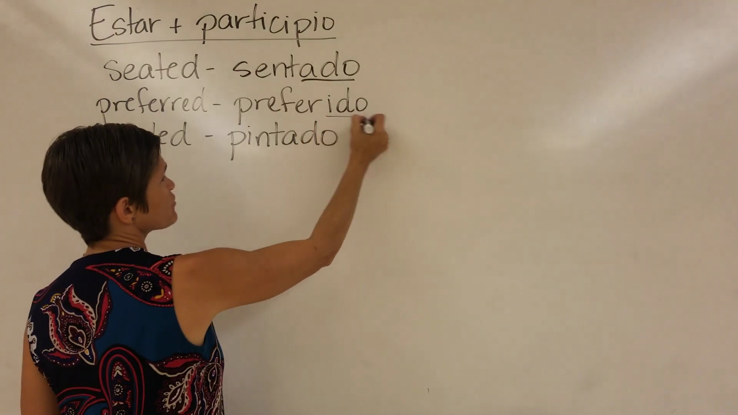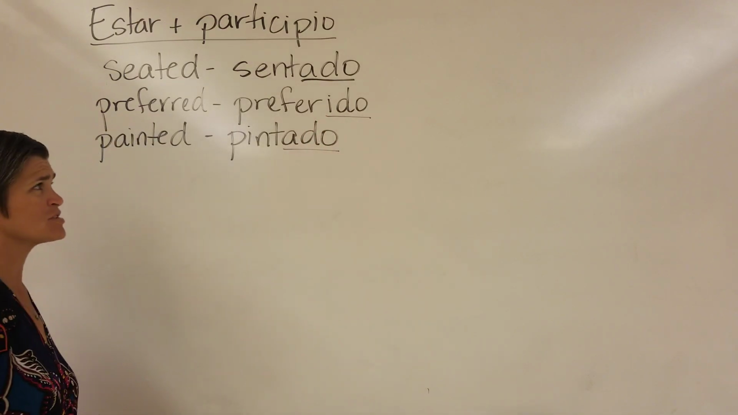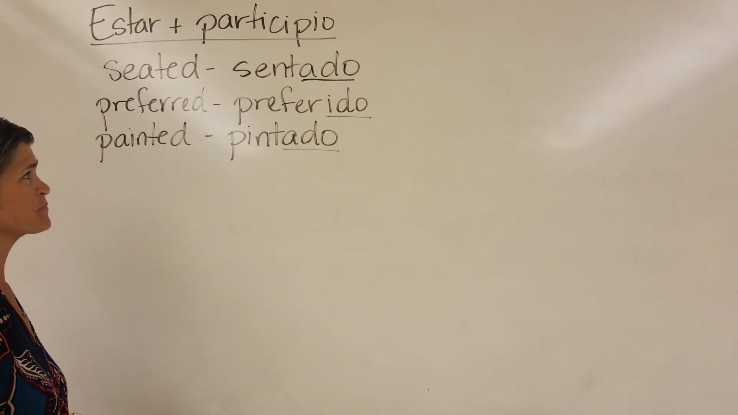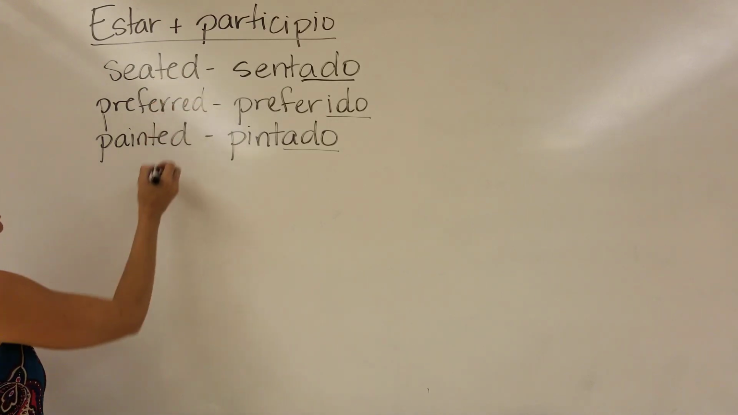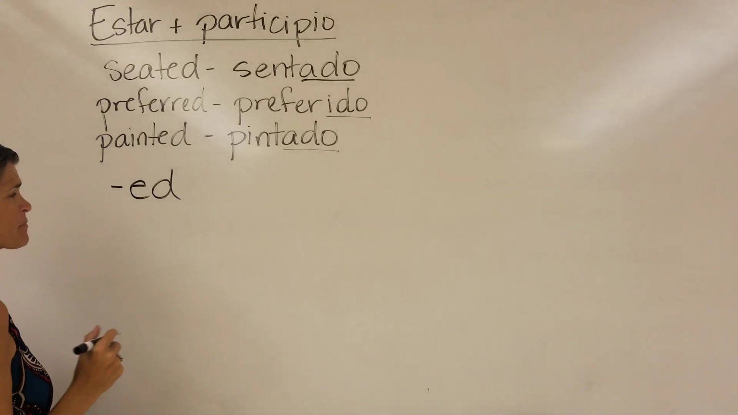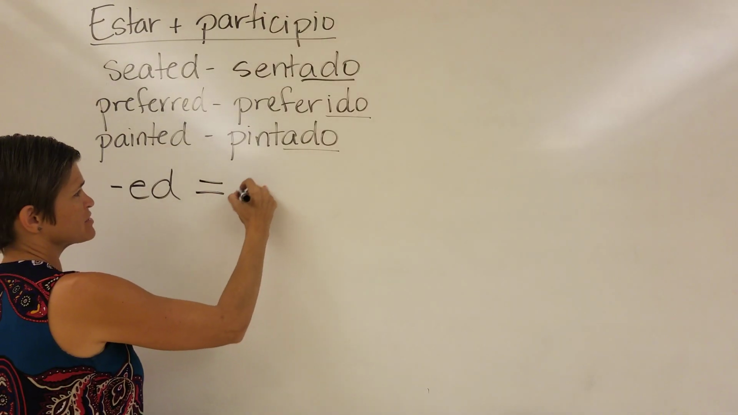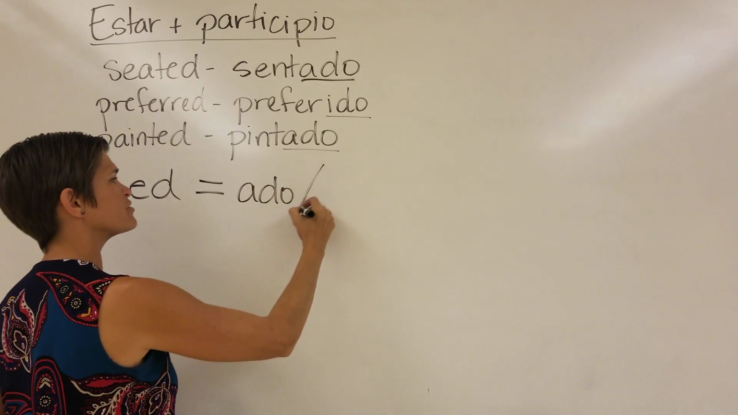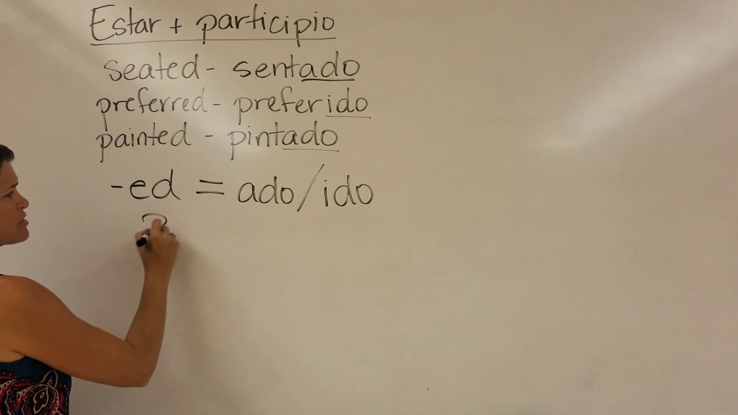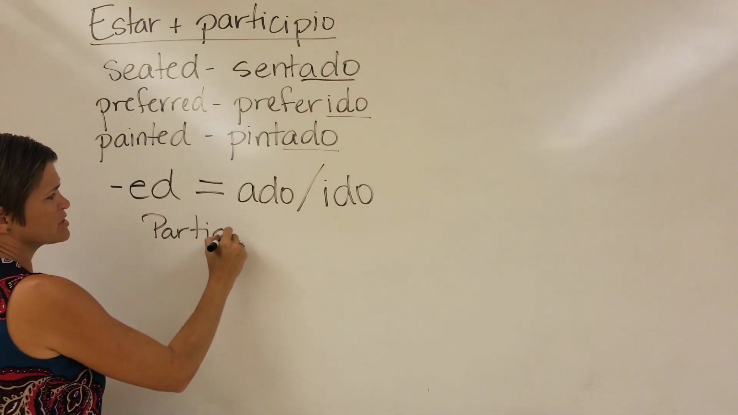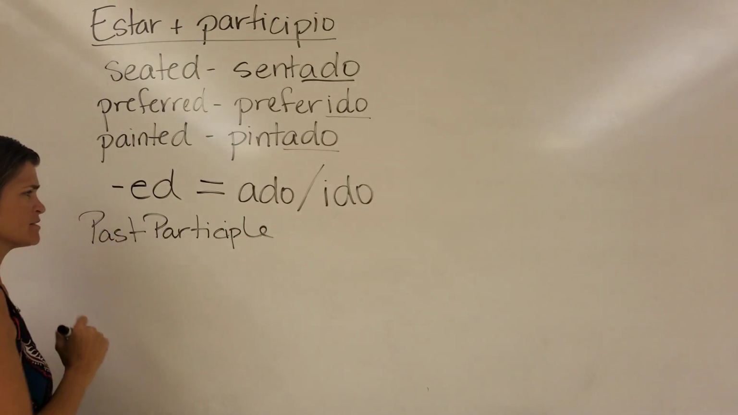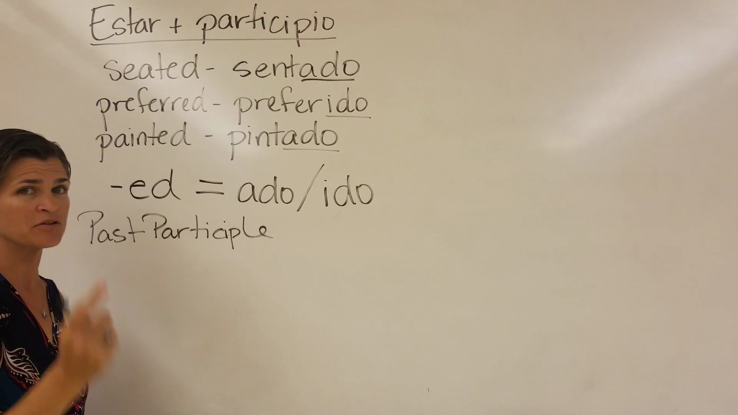We've seen these endings before when we used haber in Spanish too, to say I have eaten, yo he comido, tú has estado. It's the same thing. Basically, most of the time in English, these are the ed endings. In Spanish, it's either ado for an AR verb or ido for an ER-IR verb. That's how we usually form the participle. In fact, it's the past participle because the present participle is the ando-iendo form.